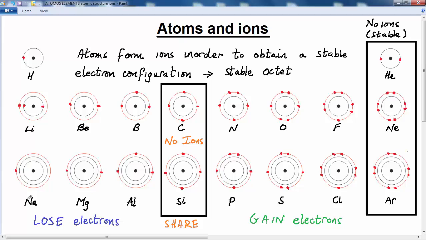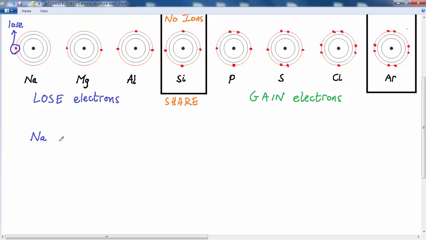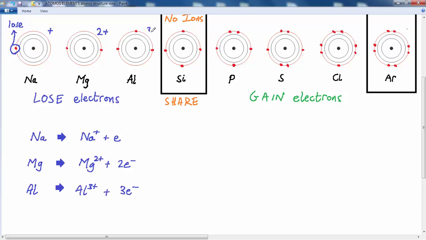Let's have a look at that a little bit more closely. We'll look at the row 3 elements. Taking sodium as an example, in order to obtain that stable octet, it wants to get rid of this outer electron, so it's going to lose that. Let's write the ionization equation for this process. We'll write sodium, and then we'll lose that electron, and because it's lost this electron, it obtains a positive charge. So this will become a positive ion. Magnesium has 2 electrons it's got to get rid of in order to obtain the stable octet, so it will lose 2 electrons and acquire a charge of 2+. And then aluminium has a harder task. It's got to lose 3 electrons, and it will form an ion with a charge of 3+.